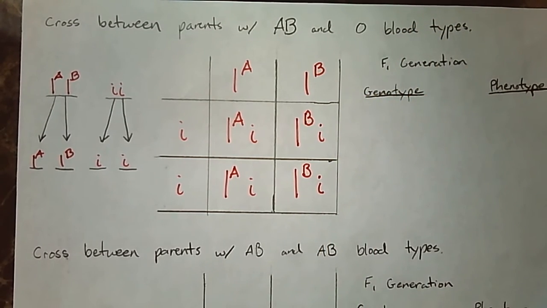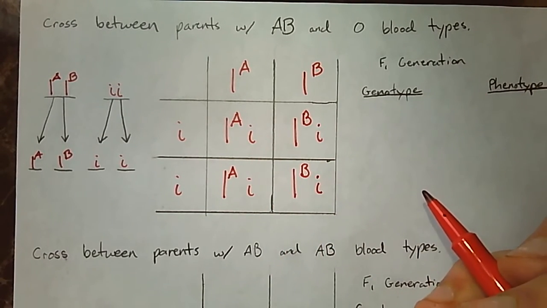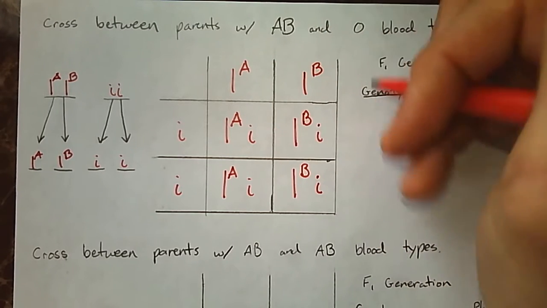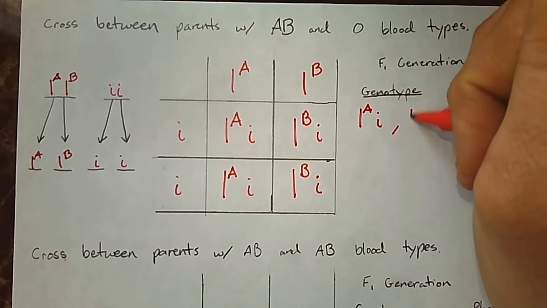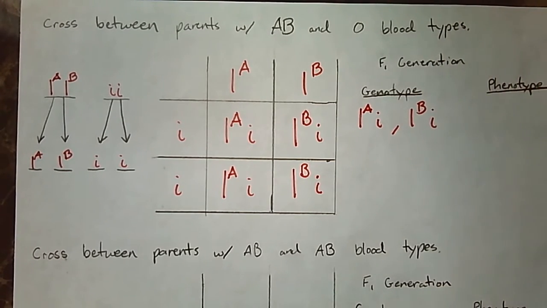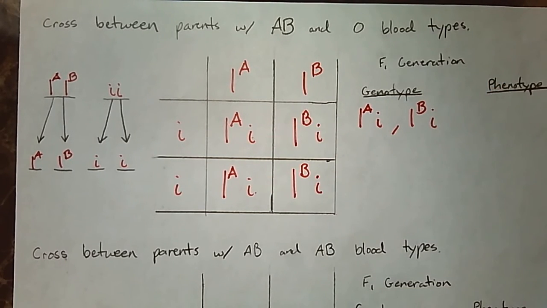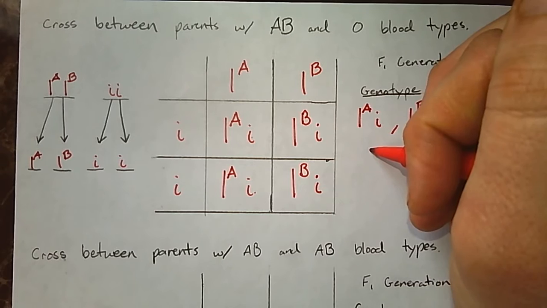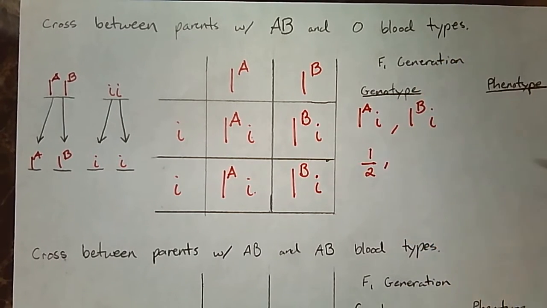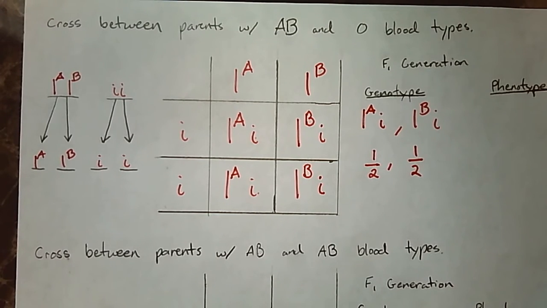All right, so let's figure out the genotype percentages. The first thing we want to do is just look, what are our possible genotypes? So in this case, it looks like we just have two. You could either be heterozygous for type A blood, big A, little i, or heterozygous for type B blood, big B, little i. I'm going to look at my Punnett square, and it looks like out of 4 squares, I have 2 of this type of genotype, big A, little i, and so that's going to be 1/2 of that heterozygous type A blood, and then it's also going to be 1/2 of that heterozygous type B blood as well.